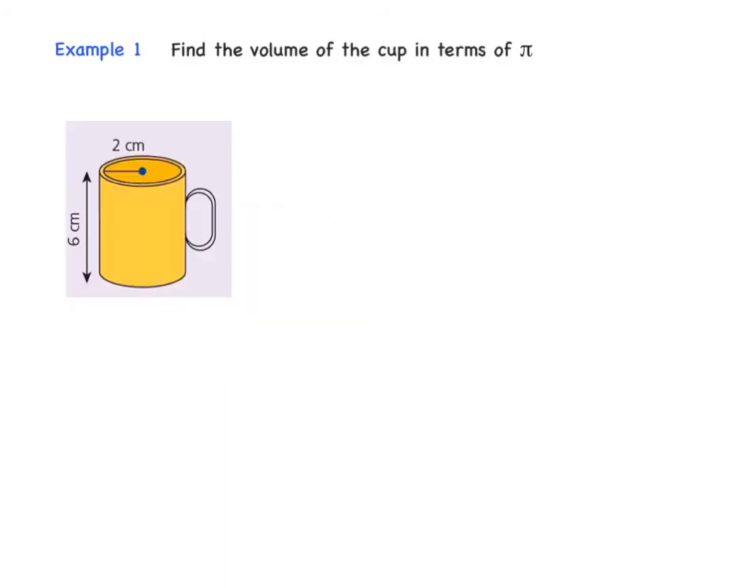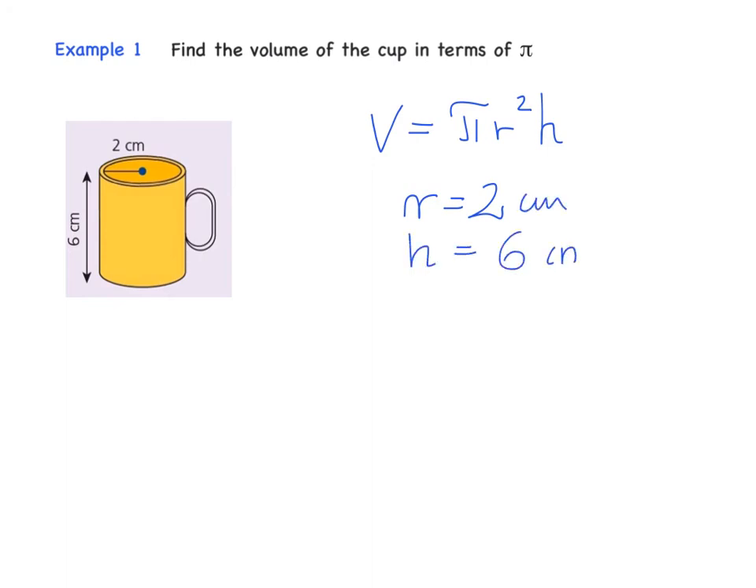So let's try the first question. Find the volume of this cup in terms of pi. Where to start? Always with the formula. So write down the formula first: volume is pi r squared h. We know r equals 2 centimeters, that's the radius, and h equals 6 centimeters. The first step is always to write down the formula. The next step is to write down what you know, and the next step is to put the numbers into the formula and solve it.